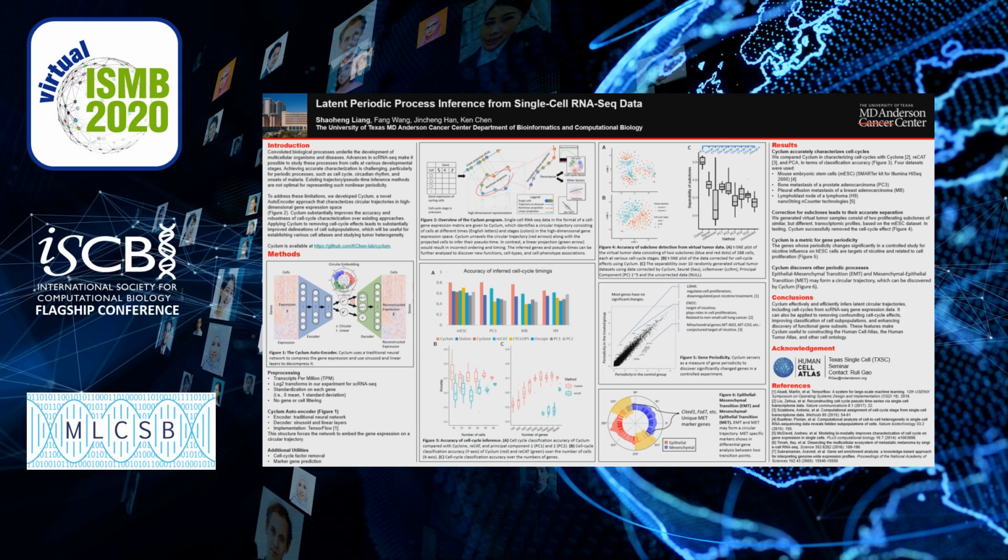To sum up, Cyclone can be used to reliably embed the cell cycle, remove it from the profile, or discover the genes whose periodicity changes significantly. There are also a lot of single-cell data analysis methods based on neural networks published in the past few years. The core of Cyclone, the periodic unit, can be integrated into those tools easily.